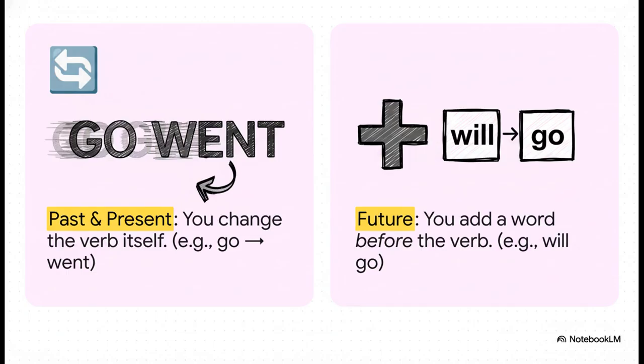For past and present, you actually change the verb itself. Go becomes went, is turns into was. But for the future, nah, you don't change the verb. You just add a little helper word before it, like will go or might go. It's a totally different way of doing things.